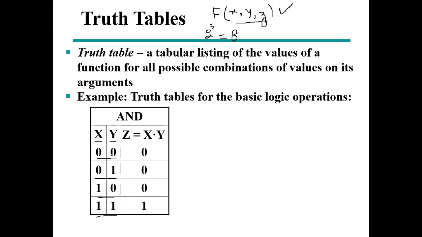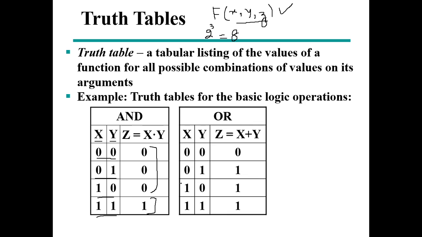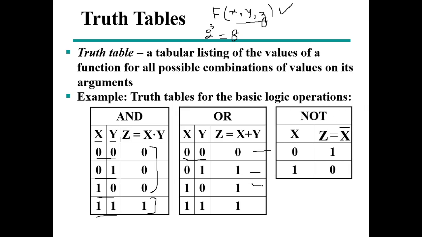For each possible input combination, the truth table specifies the value of the function. ठीक है? So these are the values of the function for all possible input combinations. Similarly, this is OR. OR के लिए भी हर input combination जो भी possible है उसके लिए आपने उसकी value mention की हुई है. ठीक है? Similarly, NOT के लिए भी वो values हमारे पास given हैं.